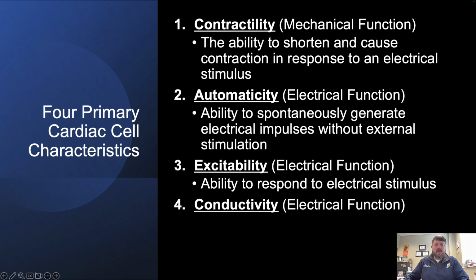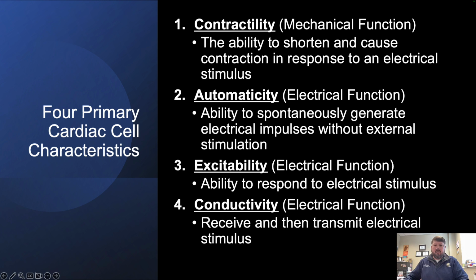And then conductivity, which again is an electrical function, and it's the ability of the cardiac cells to receive an electrical stimulus, then to transmit the stimulus to other cardiac cells. They function collectively as a unit. So in order for all of these to work together, they've got to essentially be a unit. So the electrical cells have to be able to respond to a stimulus and contract, and then they've got to be able to conduct the electrical stimulus through the heart cells to stimulate the mechanical function of the myocardial tissue.